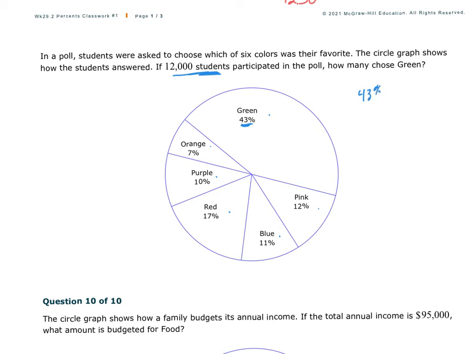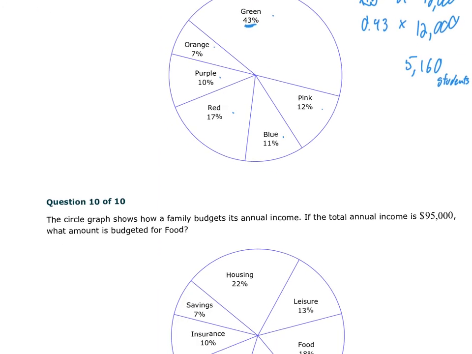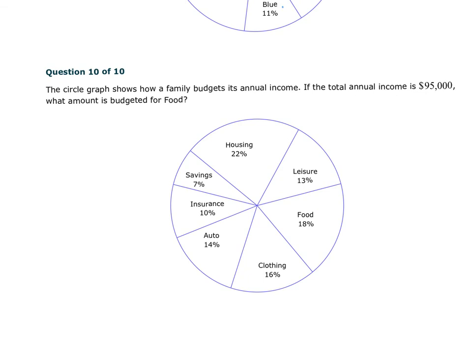So 43% of 12,000 students. So again, of means multiply. And we're going to change this percent to a decimal by dividing by 100. Okay, that's going to give you 5,160 students. This is an approximation because I'm sure it wasn't exactly 43%, but 5,160 students chose green. Always ask if your answer makes sense. Why the green love, I'm not sure, but according to the pie chart, it makes sense.